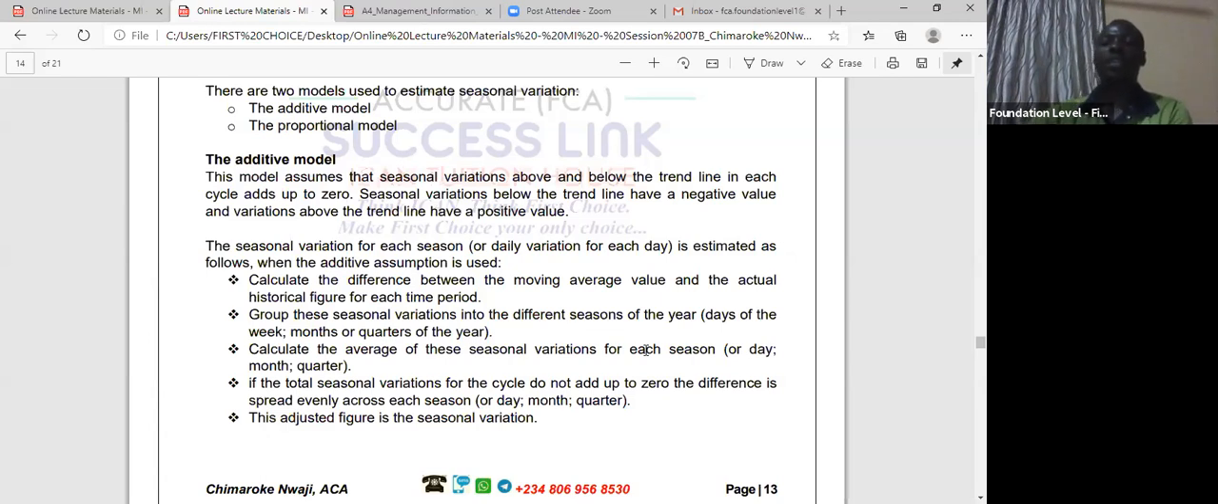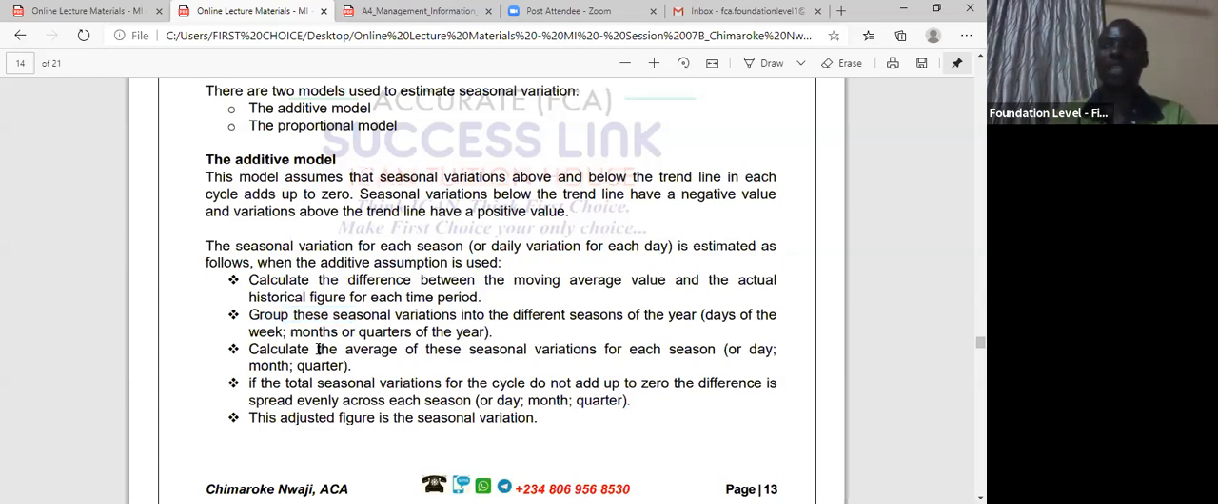That means if I have to interpret number 2 here, all the seasonal variations, if it is day, all the seasonal variations that belong to Monday, you group them together. All that belongs to Tuesday, you group them together. All that belong to Wednesday, like that. Now, you find the average of each.